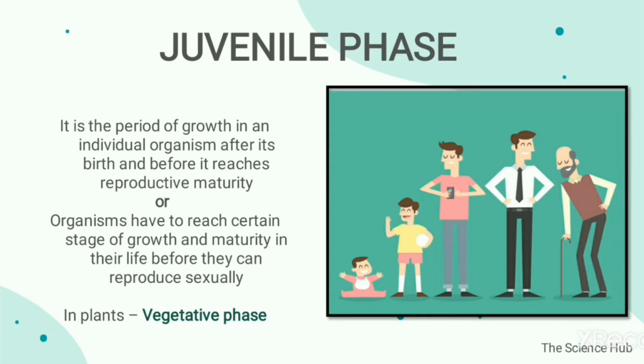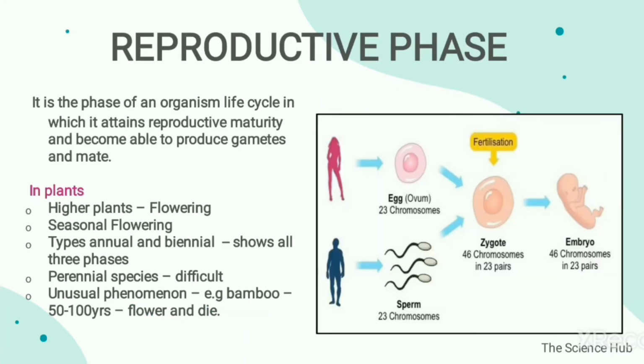First, juvenile phase. इसमें organisms को एक certain stage तक पहुंचना पड़ता है, जैसे कि growth होना and then after being mature to reproduce sexually. In plants, vegetative phase. Second, reproductive phase. ये phase में organism reproduction के लिए mature हो जाता है, that is, becomes able to produce gametes and mate.